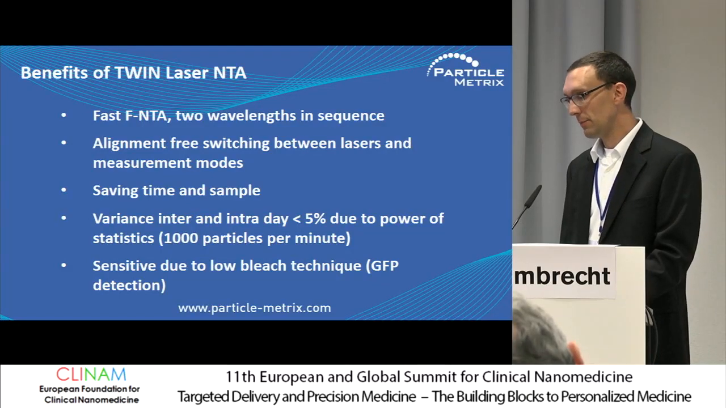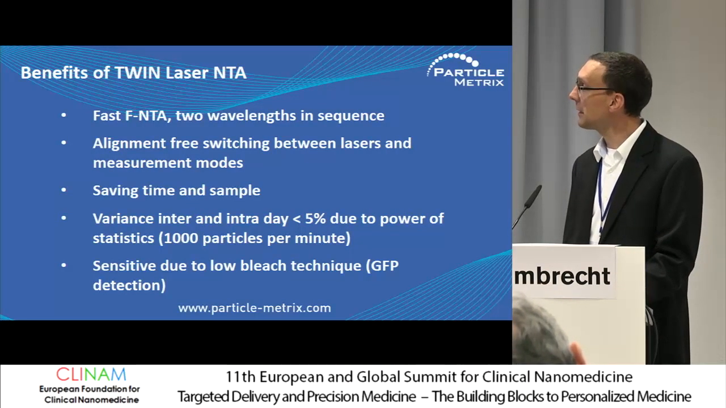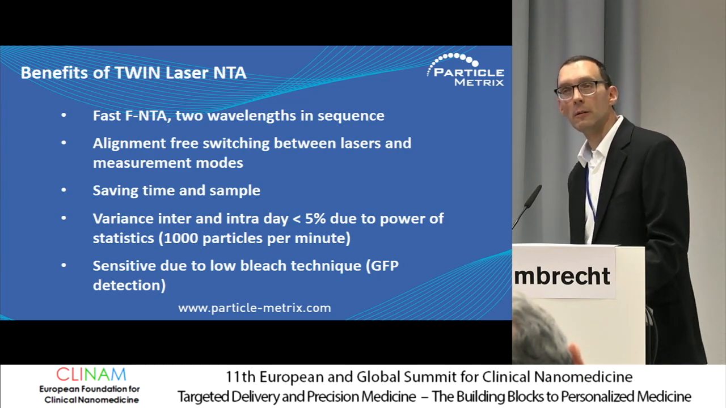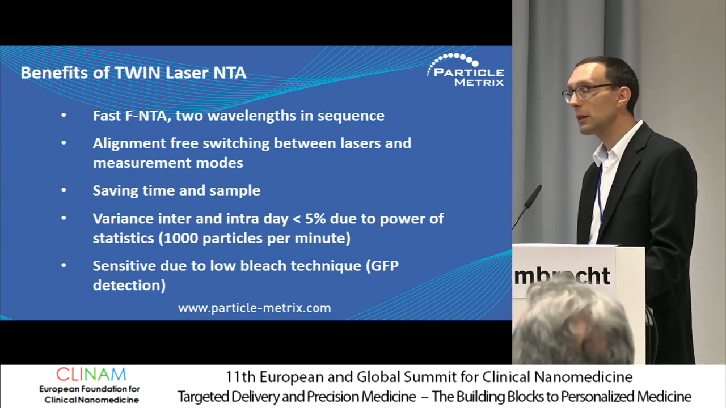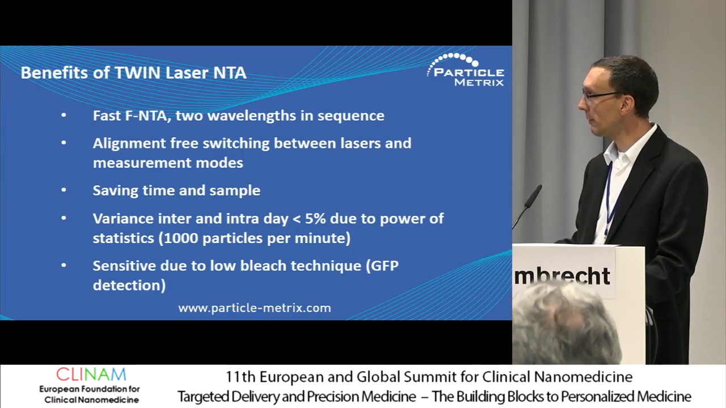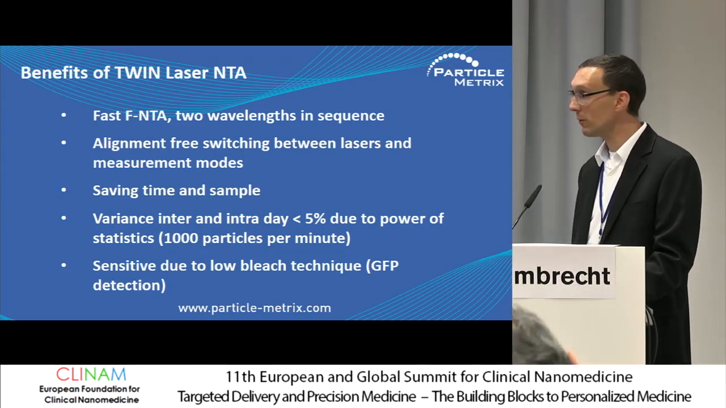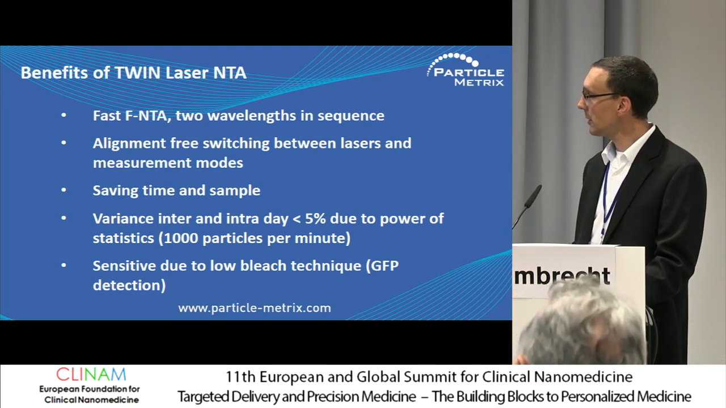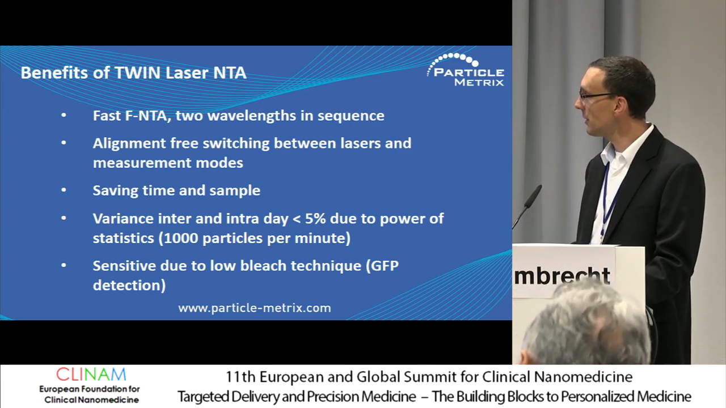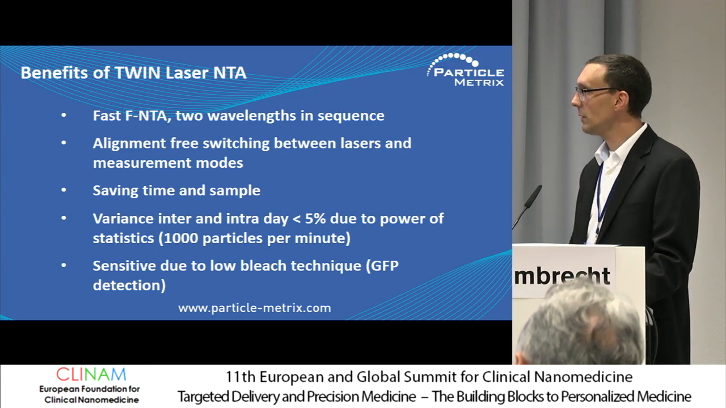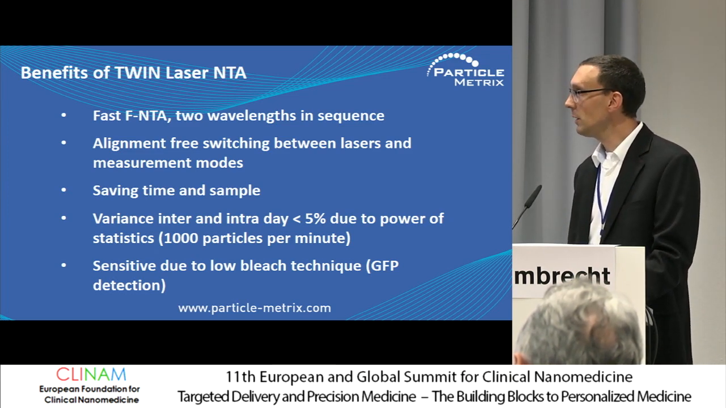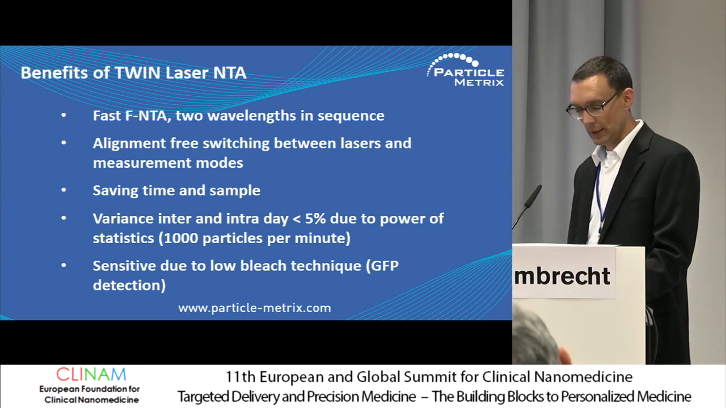And let me sum it up. It's a fast technique, 2 wavelengths in sequence. There's no alignment needed. So this is a quick switch between the wavelength and the laser and the fluorescent mode. Fluorescence adds specificity to your sample. It's very good, very low variance inter and intraday, and it's very sensitive due to a low bleach technique. So even we see GFP as a nanolight.